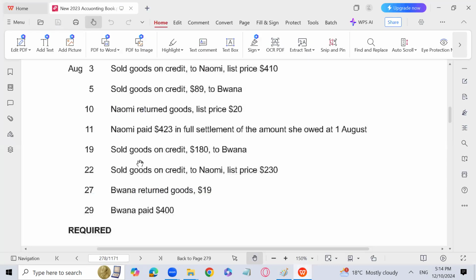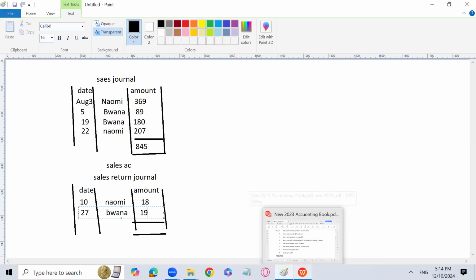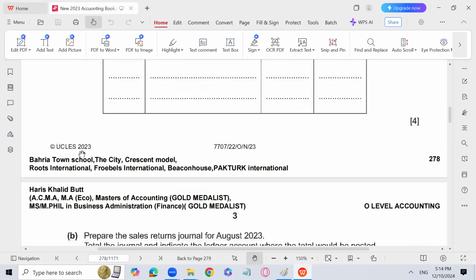There can be more sales return. Let's see. Sold goods on credit. Bhavana returned goods 19, also on 27. Bhavana has returned goods on 27. I will write the name from whom the goods have been returned back to us, their amount and their total. The amount is going to be 19 and the total sales return is going to be 37. So that is the total of the sales return. This total of the sales return journal will go to the sales return account in the general ledger, on the debit side, if the question asks us to prepare the sales return account.